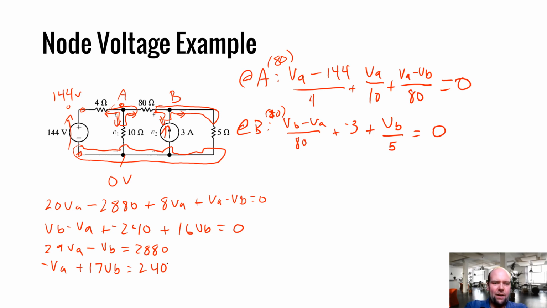Okay, so now again, if I'm going to get rid of something and I already have a negative VB in one equation and a positive VB in the other, I'm just going to multiply this expression on both sides by 17. So if I multiply both sides of that by 17, I get 17 times 29, so I'm getting 493 VA minus 17 VB. Let me check. Yeah. And that should equal 48,960. Okay, I think I did that right.